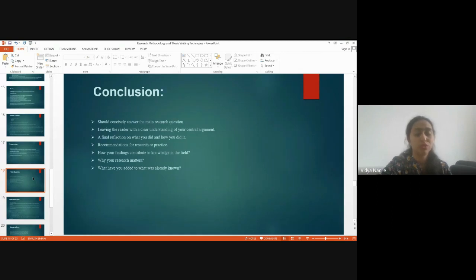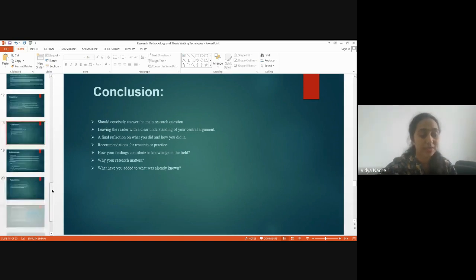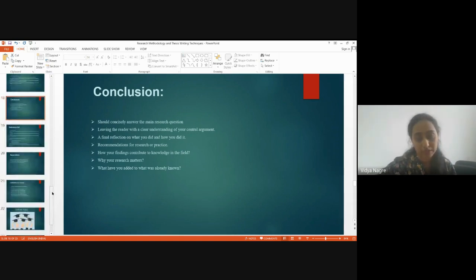This section is also a recommendation for research or practices, further practices. It also talks about how your findings contribute to the knowledge in the field. There should be some contribution, only then it is called research. Why your research matters, the importance of your research. What have you added to what was already known? So what was the actual contribution from your side? So all these things will be explained, answered in the section of conclusion.